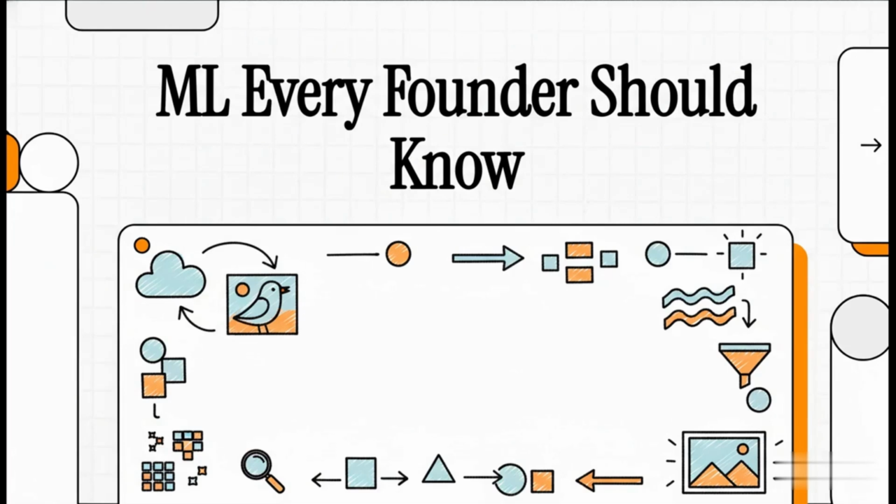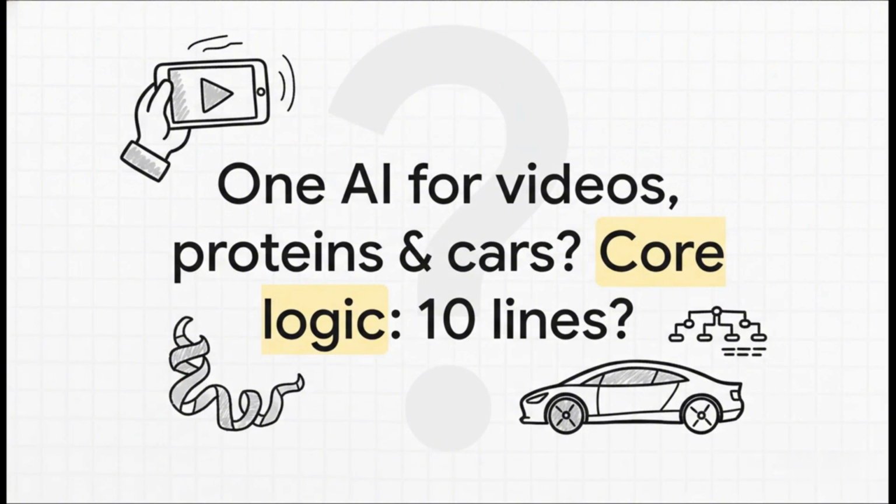Okay, what if I told you that one single AI technique is behind all of it? We're talking creating stunning videos, folding proteins so well it wins a Nobel Prize, and even driving a car. And what if I told you its core logic is just about 10 lines of code? Well, today we're breaking down exactly that technique, diffusion. So let's just dive right in.